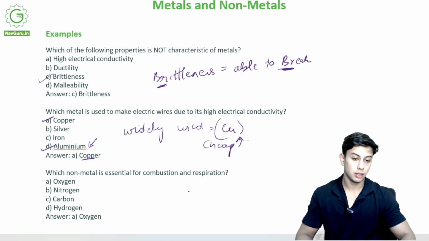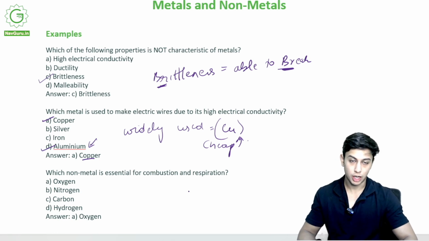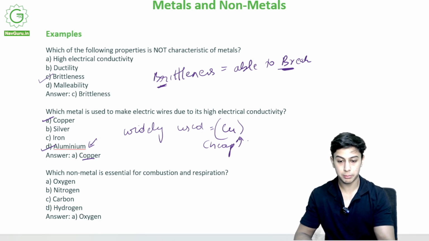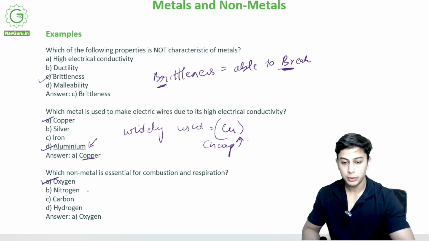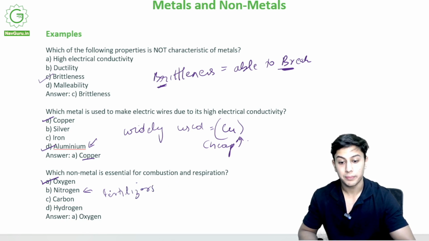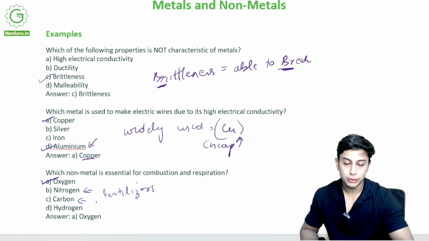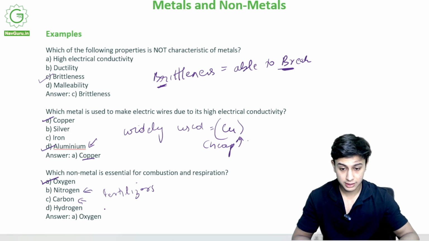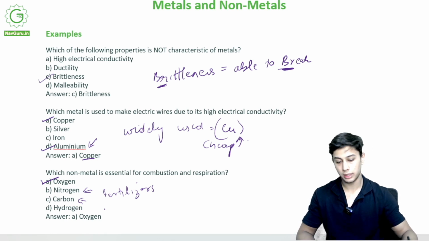Which non-metal is essential for combustion and respiration? How am I breathing? How am I respiring? How am I alive right now? Oxygen, nitrogen, carbon, hydrogen. Of course, it's oxygen. Where do we use nitrogen? We use nitrogen for fertilizers, and another thing, for packaging. We use carbon for petrol, fuel, energy, food, everything is carbon. Hydrogen is also used as fuel. Hydrogen can be used for making green energy.